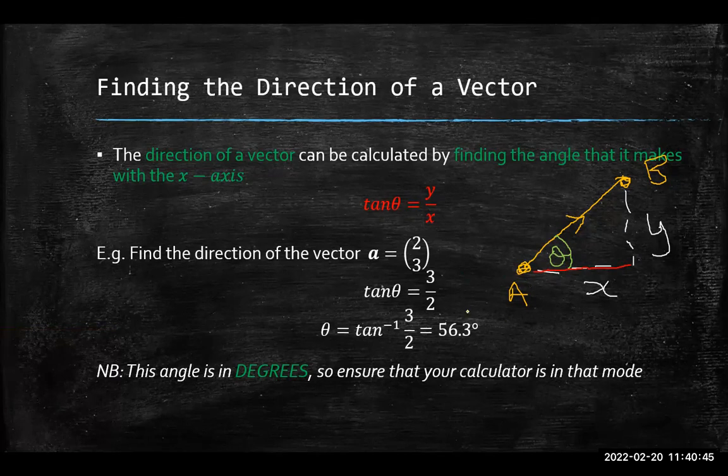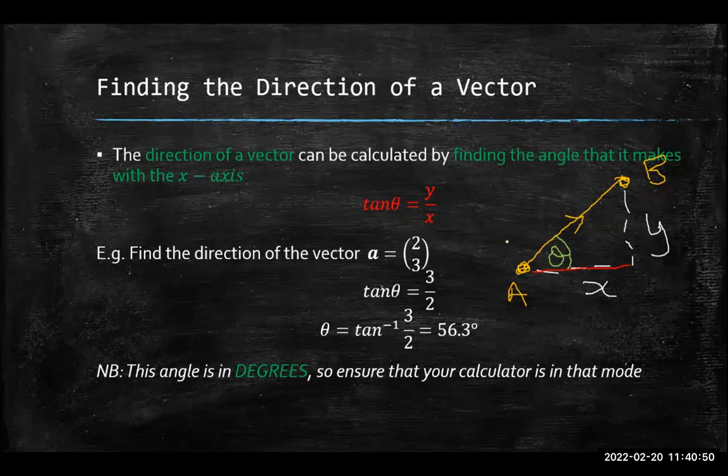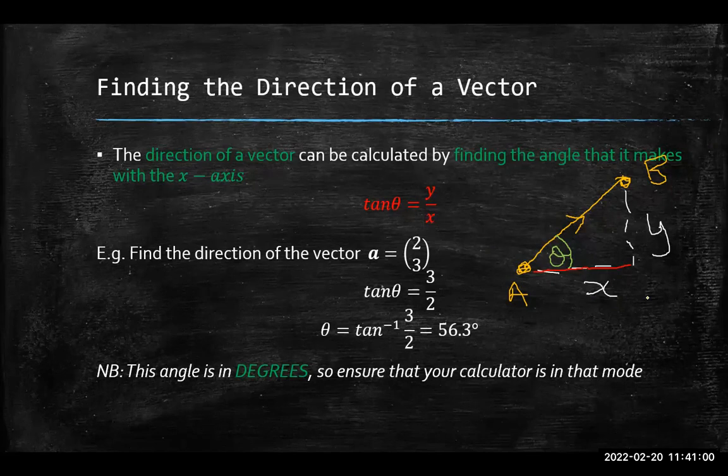If I'm trying to find theta, this is a right angle triangle, right? So if I want to find the angle, I would use my trig function. Which trig function would I use though? I have my opposite side and the adjacent side. Therefore, I'm going to use tan. Tan of theta is opposite on adjacent, so opposite is y, adjacent is x. Therefore, when you're trying to find the direction of a vector, it would always be tan theta is equal to my y value divided by my x value.